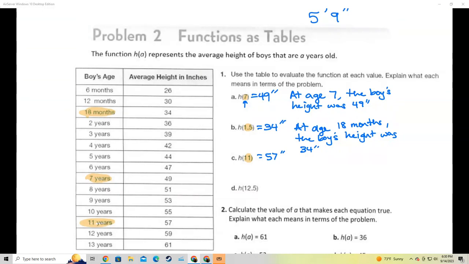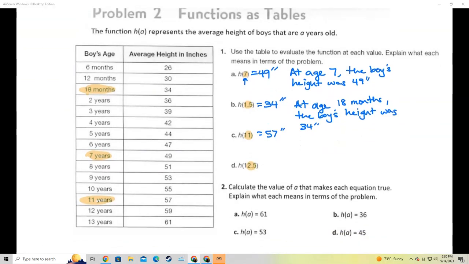And for letter D, same thing, that 12.5 is on the inside. That makes it my x value. Except I don't have a 12.5, so I think it would be better if we guessed. 12.5 would be between 12 and 13, so it should be somewhere between 59 and 61. So I'm going to guess it's going to be 60, approximately 60 inches. And again, the sentence there would be, at the age of 12.5 years, the boy's height was approximately 60 inches.